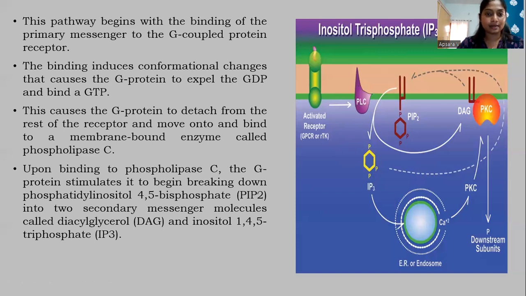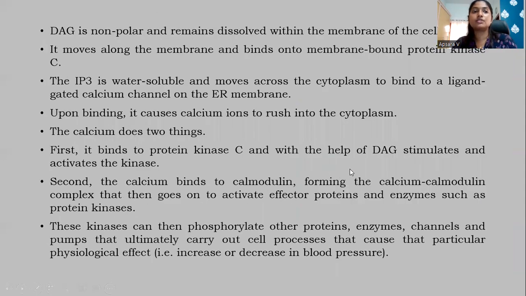Upon binding to phospholipase C, the G protein stimulates it to begin breaking down phosphatidylinositol 4,5-bisphosphate, which we call PIP2, into two secondary messengers known as diacylglycerol and inositol 1,4,5-trisphosphate, which is known as IP3. Here you can see PIP2 breaks into diacylglycerol and IP3. This diacylglycerol is non-polar and it remains dissolved within the membrane of the cell. It moves along the membrane and binds onto the membrane-bound protein kinase C.